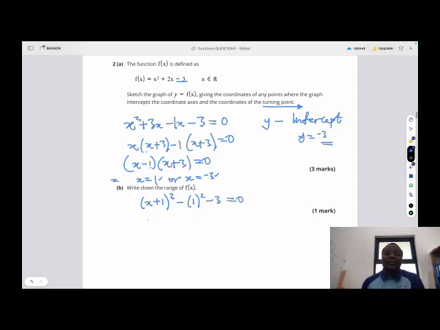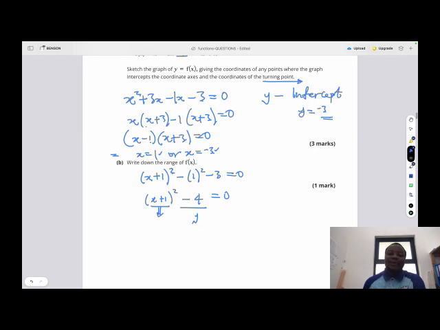So in this case, we have x plus 1 squared minus 4 equals 0, since minus 1 squared minus 3 gives us minus 4. Now, this is the value of y at the turning point. And when we solve x plus 1 equals 0, we get the value of x at the turning point. That implies that x is negative 1 and y is negative 4 at the turning point.